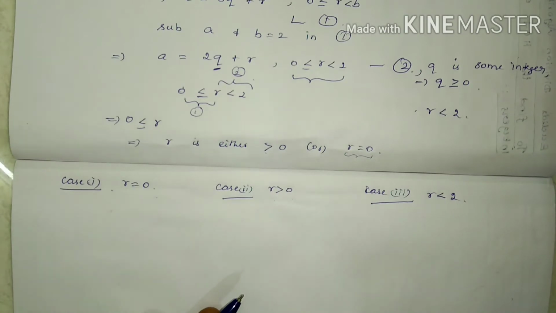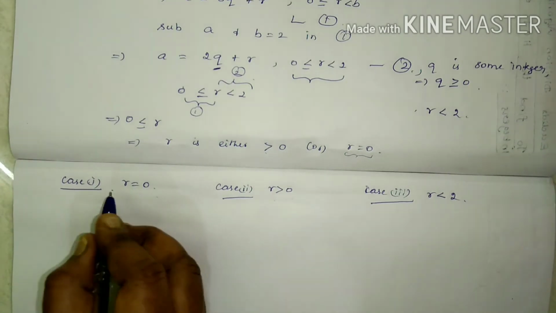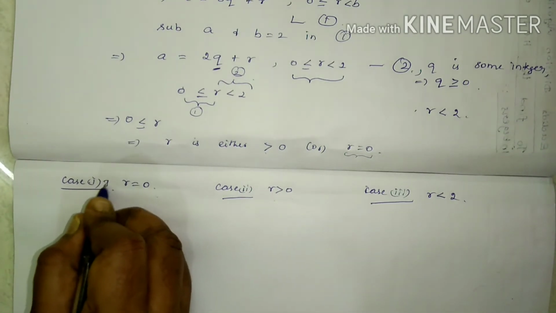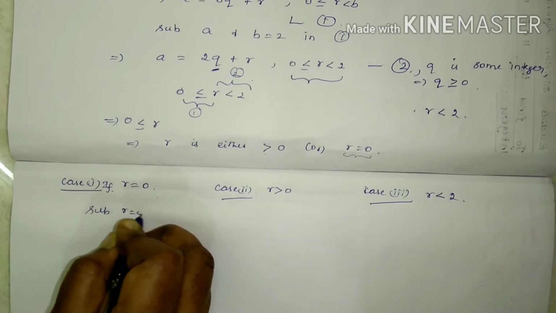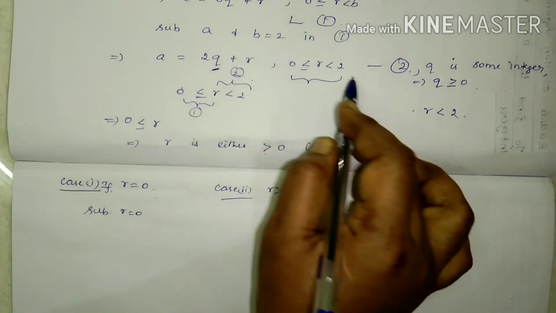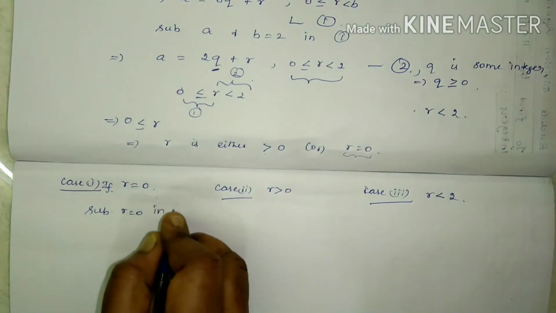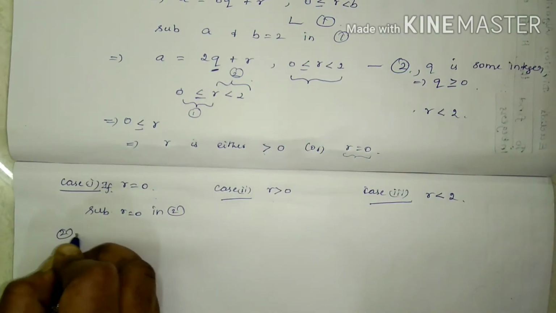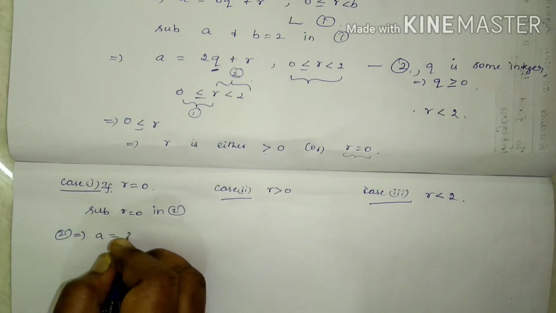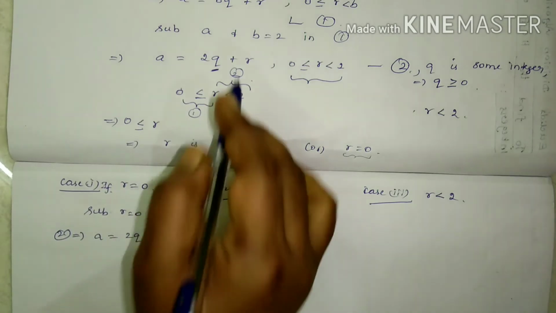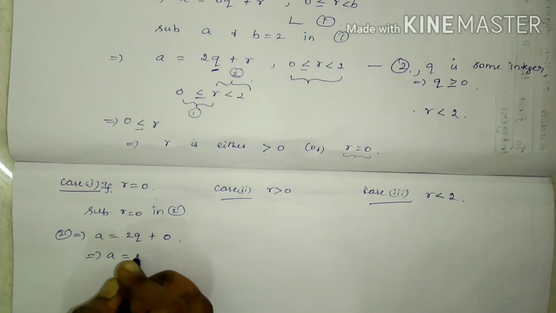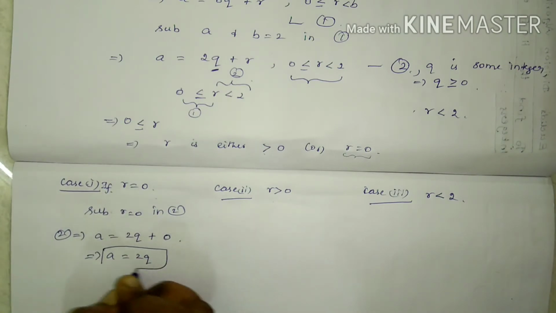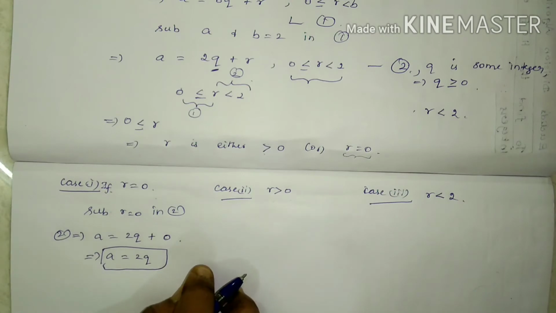Now we are going to substitute. If r is equal to 0, we substitute r equal to 0 in equation number 2. So what happens? Equation 2 implies a equal to 2 into q. Instead of r we are substituting 0, then a equal to 2q. Our equation becomes a equal to 2q.